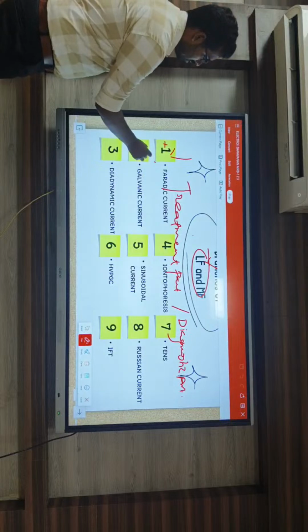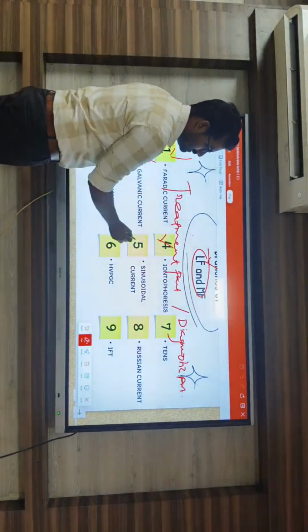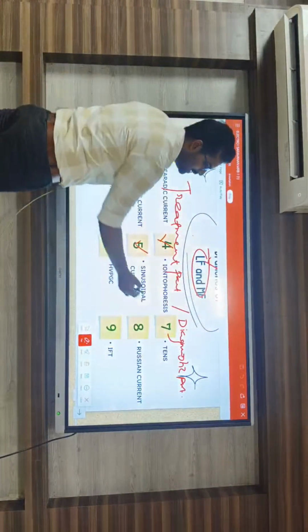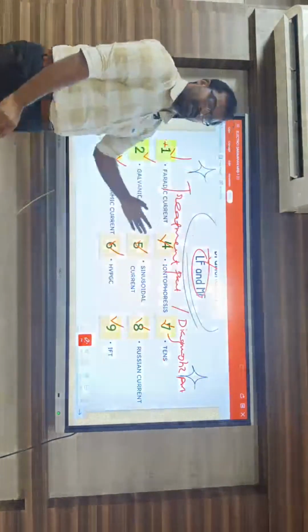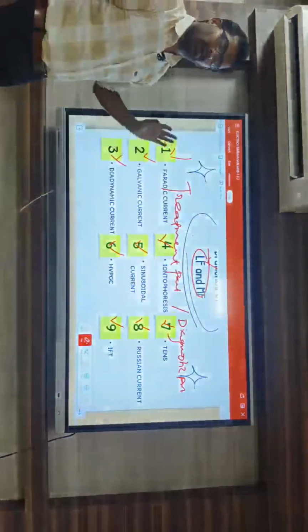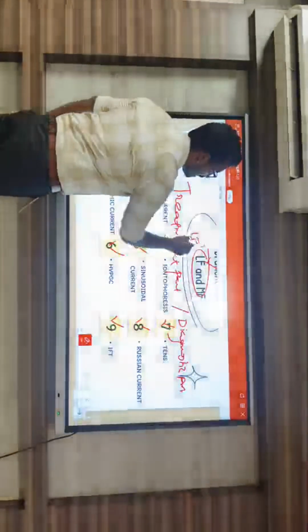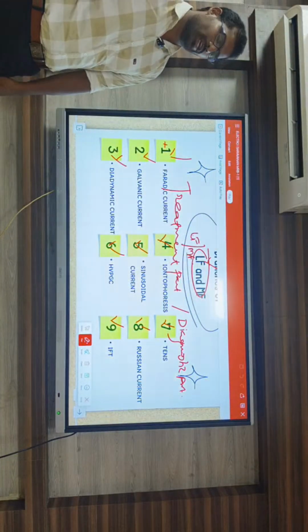The next currents are galvanic, diadynamic currents, iontophoresis, sinusoidal current, high voltage pulsed galvanic current, TENS, Russian current and IFT. These are all for treatment purposes. This treatment part is again divided into LF currents and MF currents, which is nothing but low frequency currents and medium frequency currents.